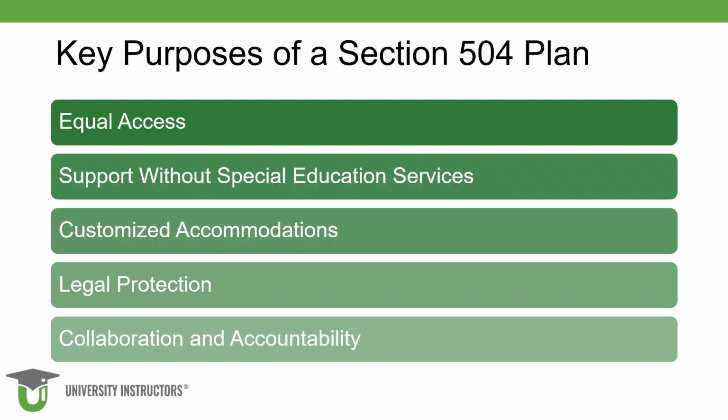Customized accommodations: it outlines specific adjustments such as extended time on tests, preferential seating, or assistive technology that help the student access the curriculum on an equal footing with peers. Legal protection: it ensures compliance with federal law, protecting students from discrimination and guaranteeing their rights in educational settings. And collaboration and accountability: it promotes teamwork among educators, families, and school staff to implement and monitor accommodations effectively.